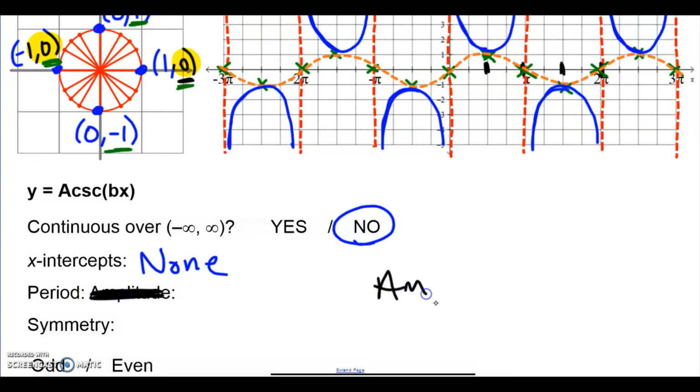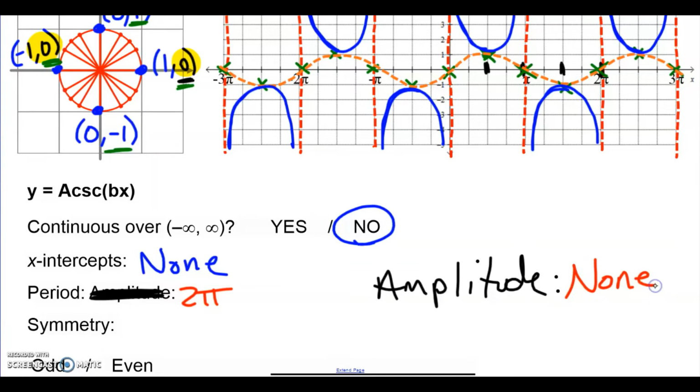Let's put amplitude over here. The period is 2 pi. The amplitude, technically there is no amplitude. Amplitude is like a maximum, indicates how high this graph goes, and since a cosecant graph is going to go up forever, we would say there's no maximum, so there's no amplitude. Symmetry, this is symmetric with respect to the origin. Odd, and odd functions have this property where we can pull out the negative.